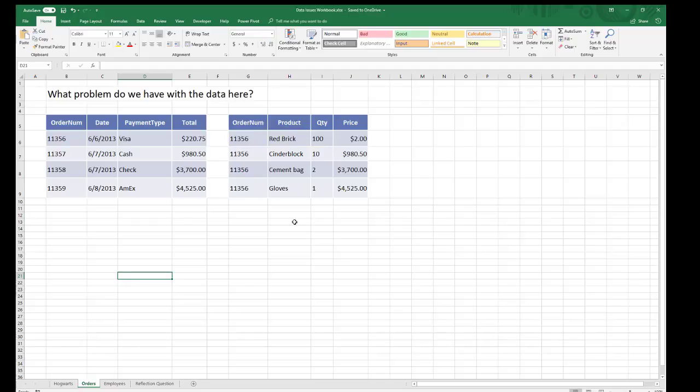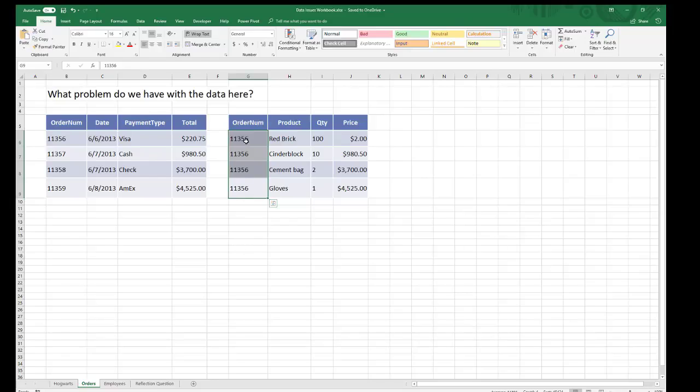And if we take a closer look, we can see that all of these order numbers are the same. Now that in itself is not an issue, because this is basically telling us that for this particular order, 11,356, we have 4 products on that order, and they have the following prices. Now, if we step back and look at both the tables together, we can start to see that there might be an issue here.